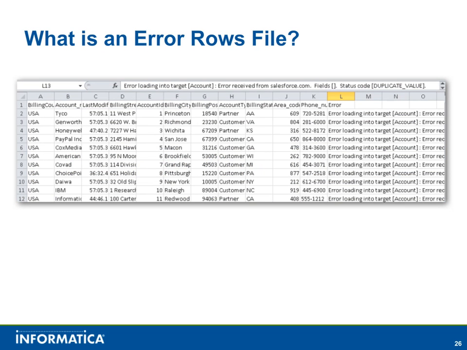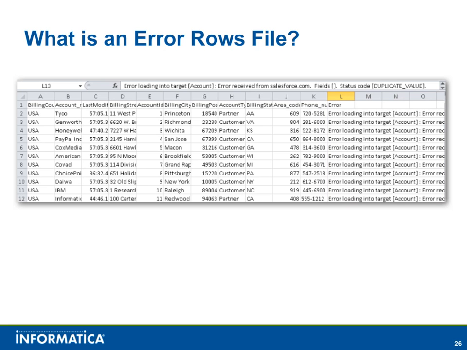Informatica Cloud generates error rows files for data synchronization jobs that complete but have error rows. The error rows file includes each row that failed. The file also includes a column called error that contains the detailed error message for each row.